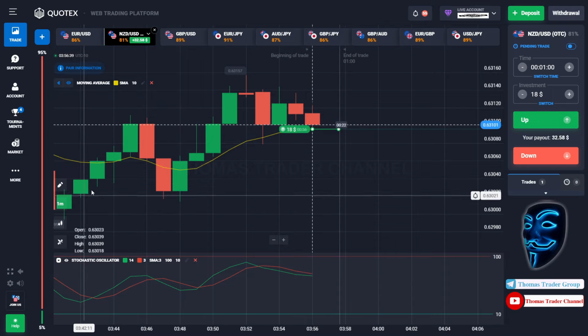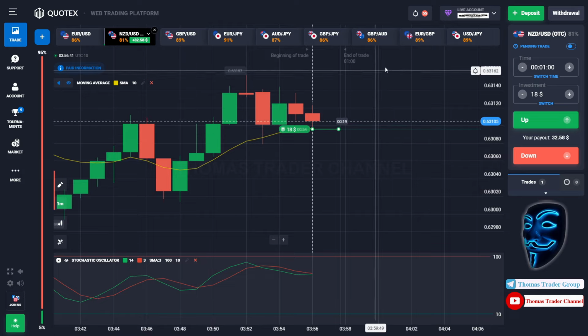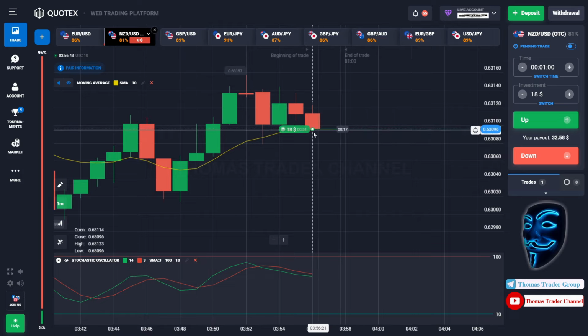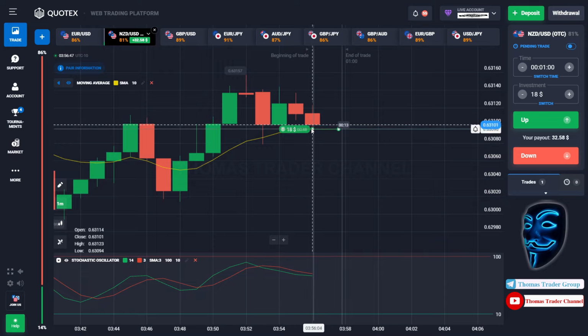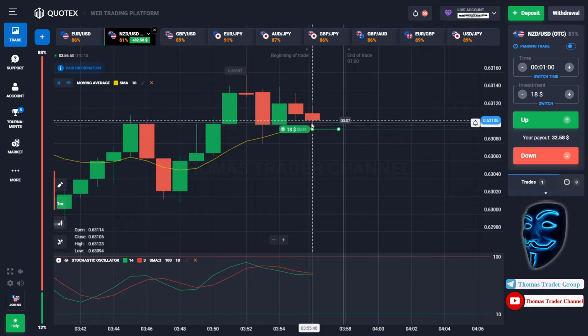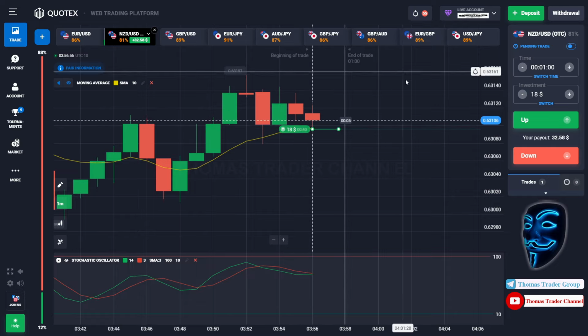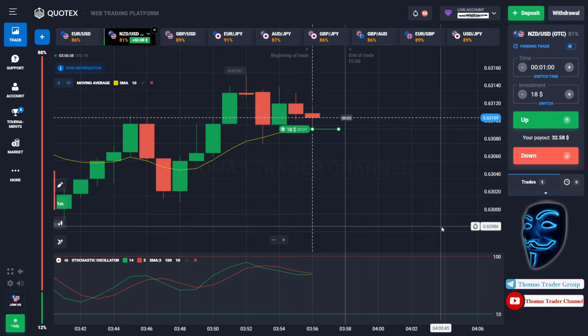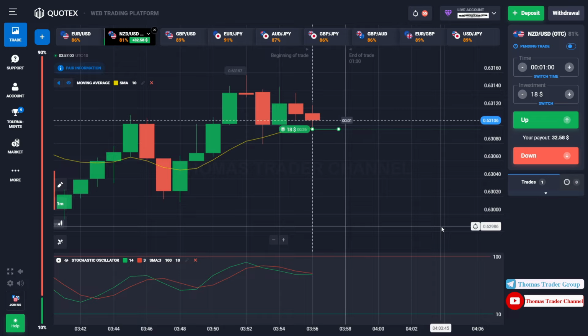As you can see, the market is going bullish and the market is touching the moving average line. When the market has the moving average line, the market will make a rebound and it will continue the bullish trend. Let's profit and let's wait till the end of our trade.